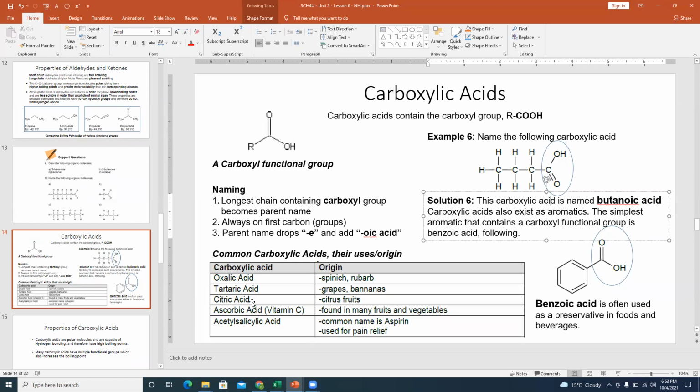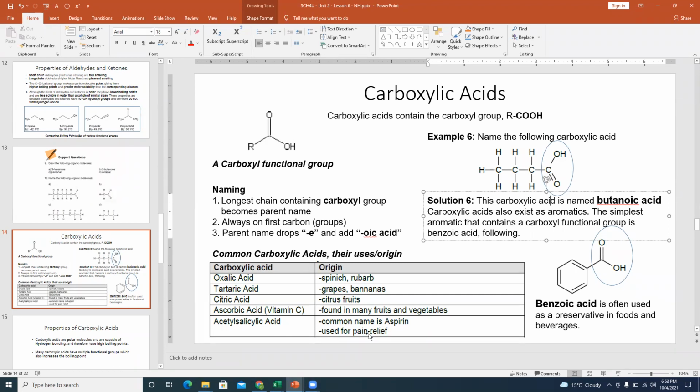Citric acid, that's an easy one. We know it from citrus fruit, oranges, lemons, limes, citric acid from citrus fruit. Ascorbic acid, the other name for this is vitamin C. Vitamin C, ascorbic acid, it's found in lots of fruits, lots of vegetables. And then there is acetylsalicylic acid. The common name for acetylsalicylic acid, many of you might know, is aspirin.